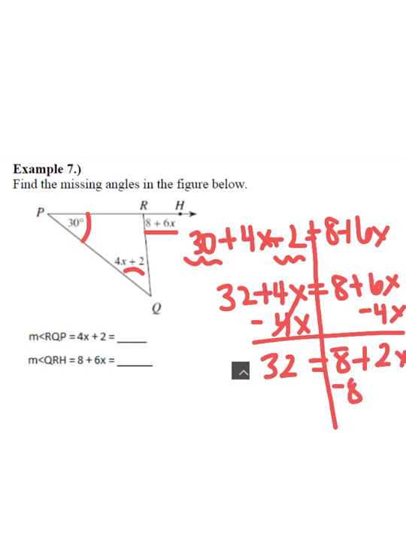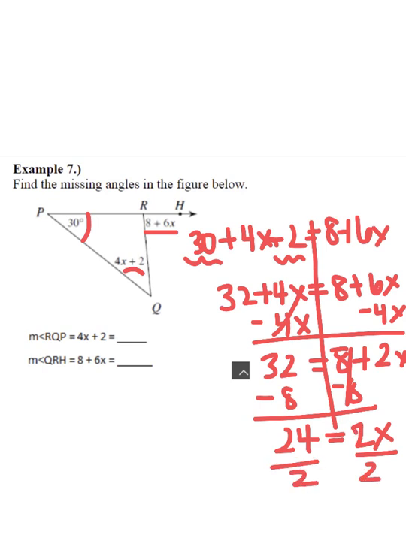Subtract 8 from both sides. 32 minus 8 is 24. And then divide by 2. If you were just finding x, which usually you will be, then you would be done. x is 12. You're done. In this case, they asked us to actually find the angles.